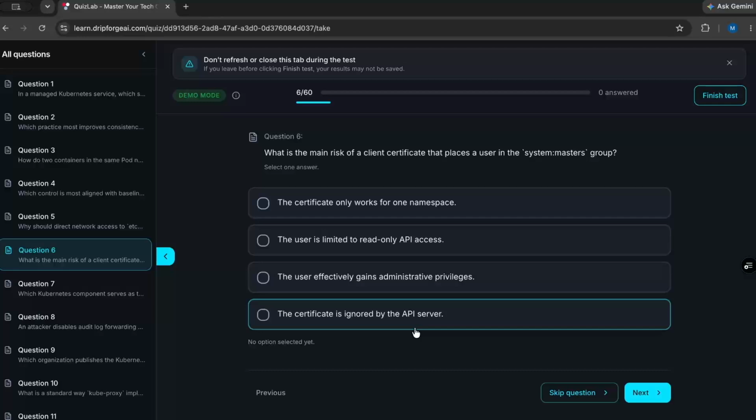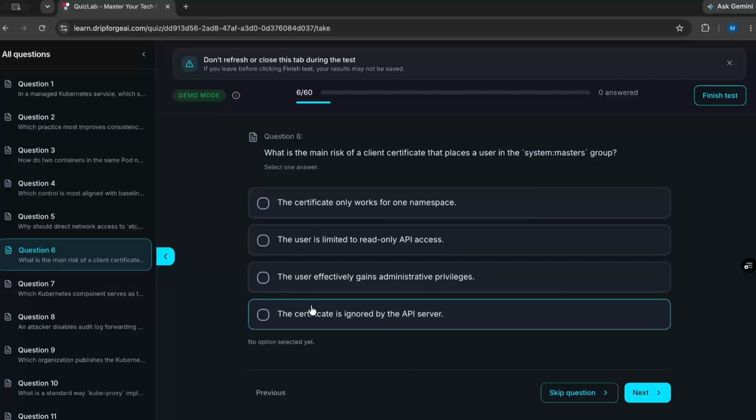So how will you select the best answer from here? When you see the questions, look for the main criteria they're asking for. So system masters. Even if you don't know, when you see the system masters group, it means that this is a master privilege that we are giving. It's like a pseudo privilege. You are going to be able to bypass many role-based access controls. Any controls that you have within your cluster, we can bypass them if we have a certificate in this group.